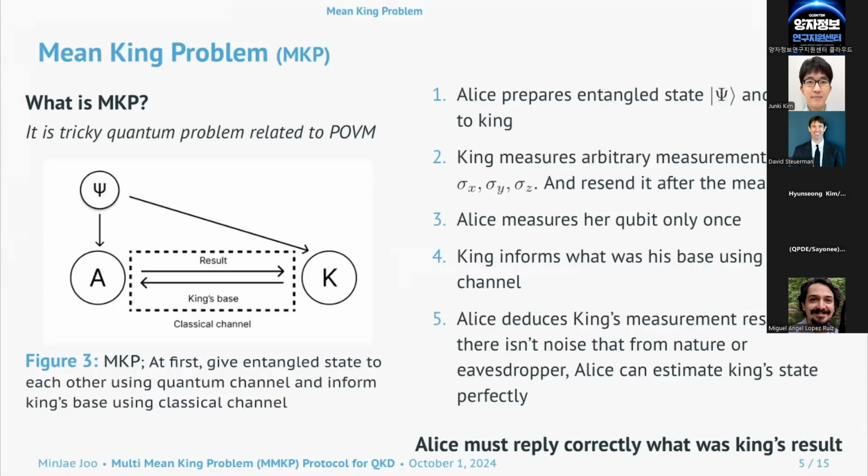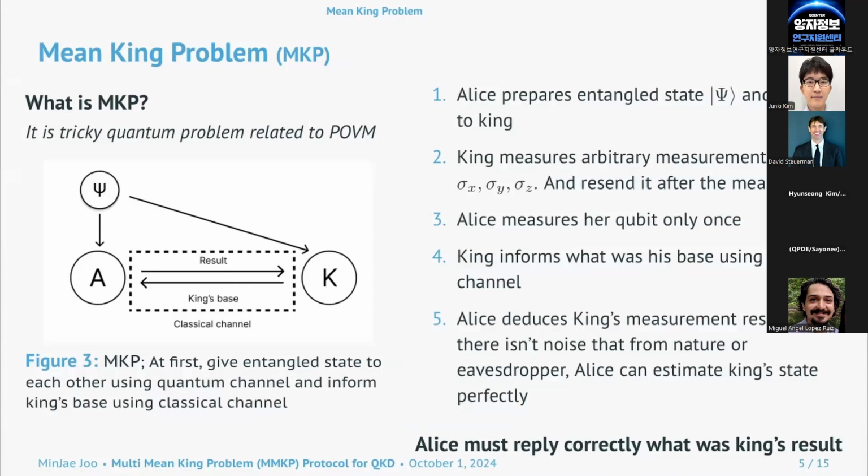Alice prepares an entangled state and sends a qubit to the King. The King measures the qubit using an arbitrary basis such as sigma x, sigma y, or sigma z, and sends it back to Alice. And Alice measures the qubit just one time.